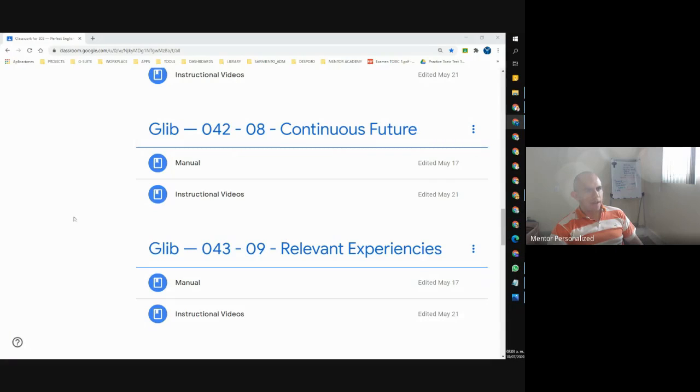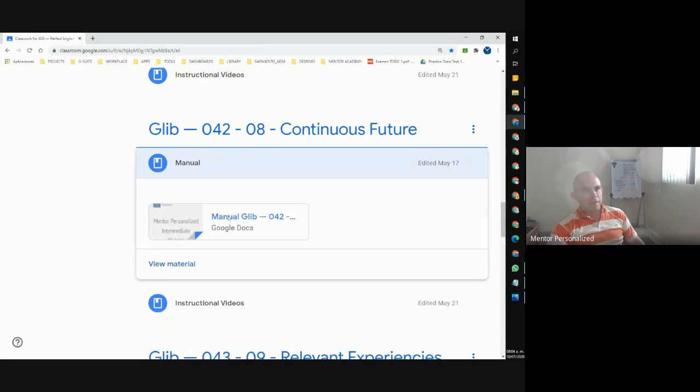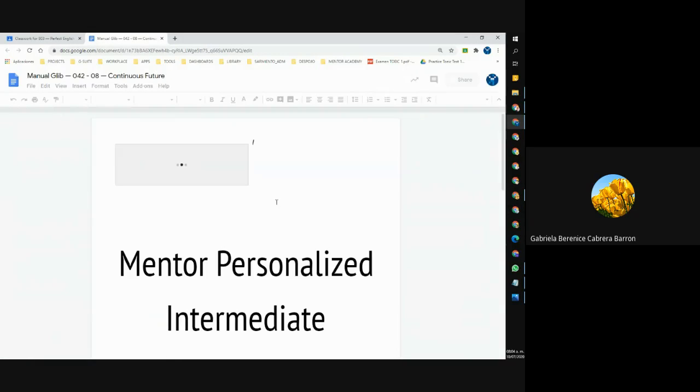And here we are, okay? Today we will see Glib number 8 in the first module of the intermediate course of English of Mentor Personalized, number 42 in the Perfect program with the title Continuous Future. Repeat, Continuous Future.